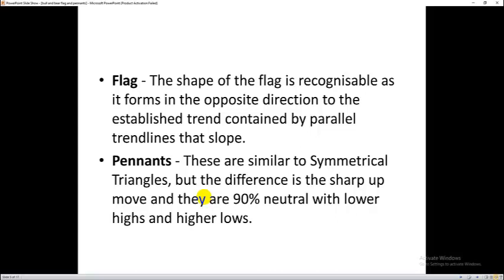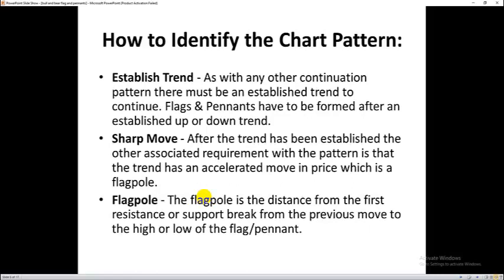Okay. Now, how to identify the chart patterns? 1.